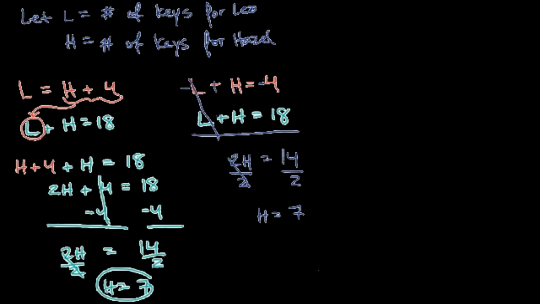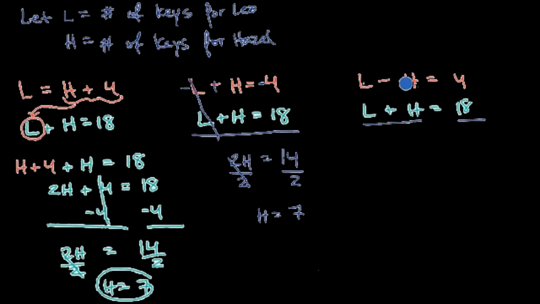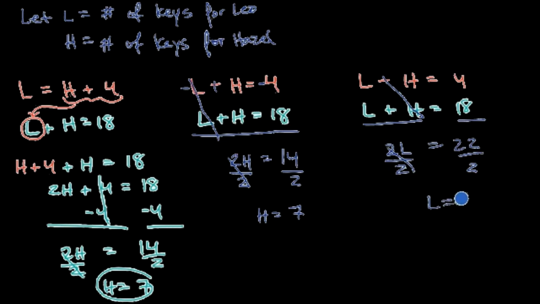You could have very easily done it the other way. You could have said L minus h is equal to 4, and that L plus h is equal to 18, and then immediately just add the two sides of the equation. On the left-hand side, those would cancel out. You would get 2L is equal to 22. Divide both sides by 2. You would have gotten L is equal to 11. But remember, they don't ask us about Leo. They're asking us about Hazel. So then we would have to substitute that back into one of these equations to figure out that h is equal to 7.